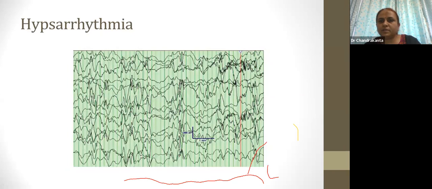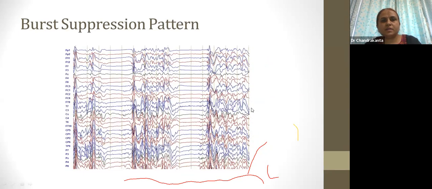Then we are all aware of hypsarrhythmia. And what is hypsarrhythmia? It is a total disruption of the background. We hardly see any background rhythm or a baseline. The waves are going up and down. They are slow delta waves, high voltage, chaotic background, and there are spike wave discharges in between, and polyspike wave discharges are there. And there can be burst suppression pattern.